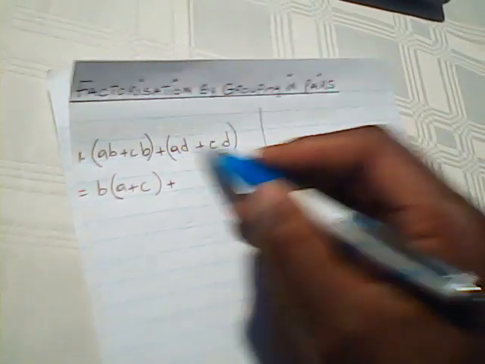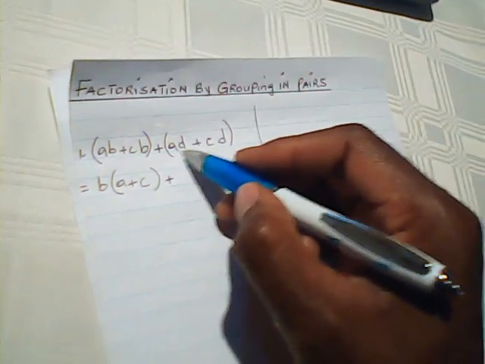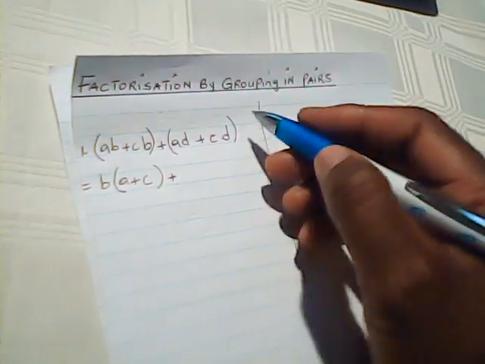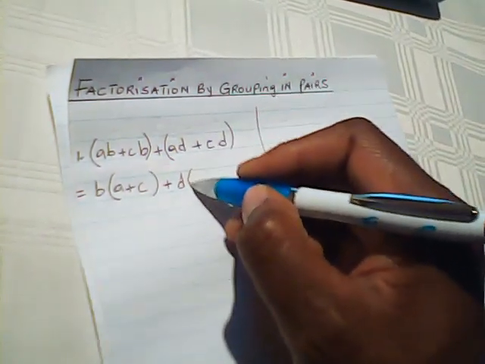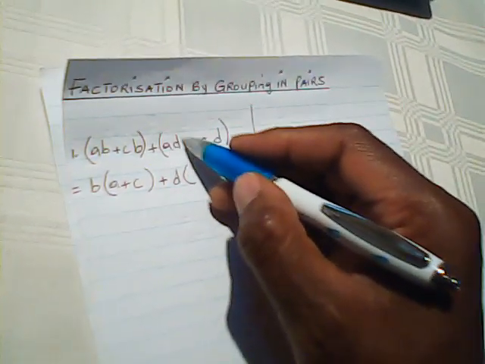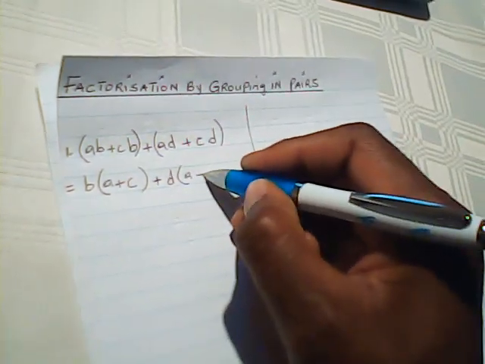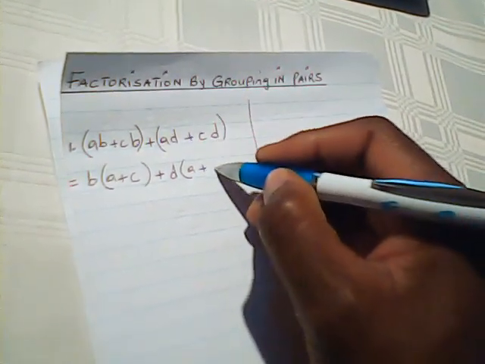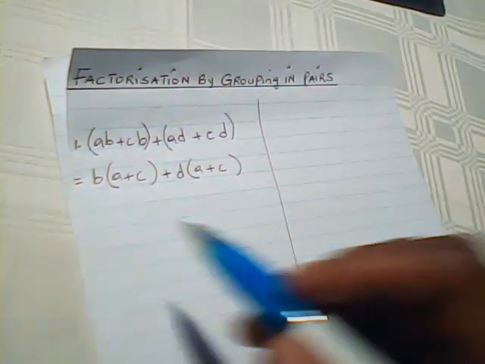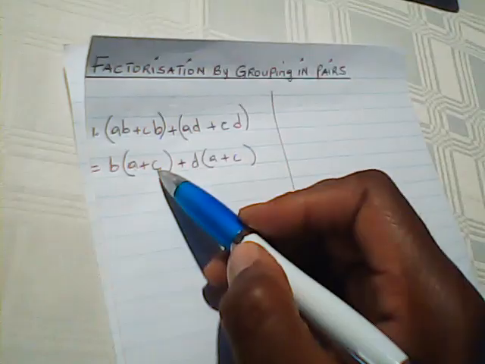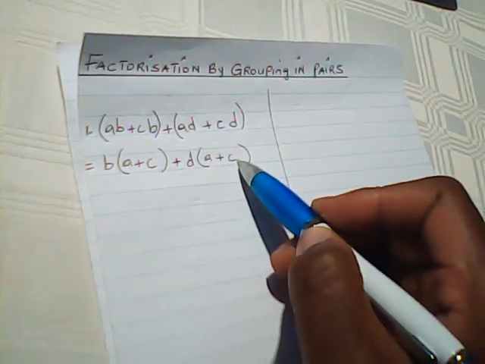What is common is d. Look, we've got d here and d on the other side. Then you take that d outside. Then you are left with a plus c. Then you close. Can you see now we have got a plus c, a plus c.